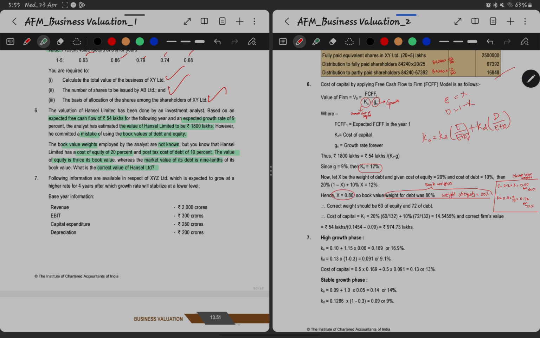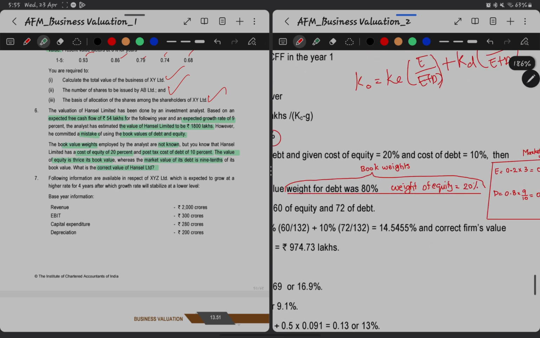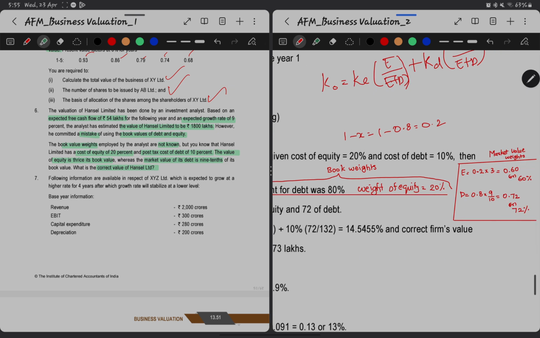We first found the overall cost of capital using the analyst's value, so whatever weights we got are nothing but the book value weights. Now we got the book value weight of debt as 80%, hence equity will obviously be the balance 20%, which is nothing but 1 minus X. So 1 minus 0.8 will give us 0.2, which is the weight of equity. Now we know both the weight of equity and the weight of debt in book terms.